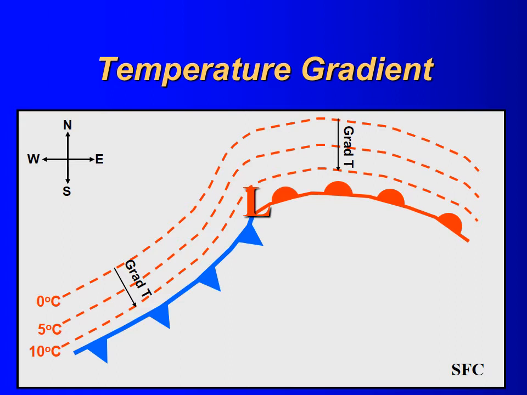And you notice that each one of those red lines represents isotherms. We have the first one, the 0 degrees Celsius, and then also 5 degrees Celsius and 10 degrees Celsius. So notice that the temperature lines pack right behind the cold front and out ahead of the warm front. And that's where you see the change in temperature, or the temperature gradients.